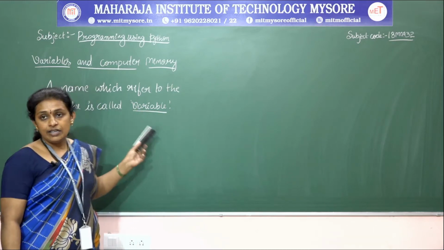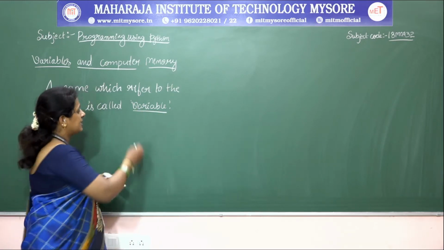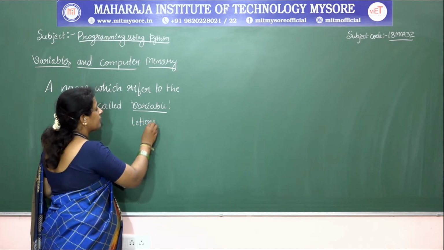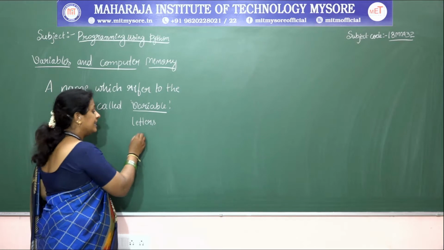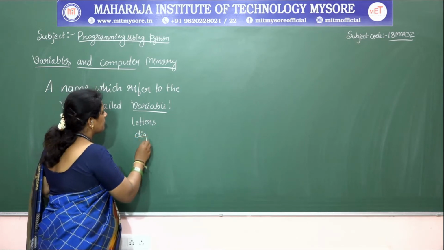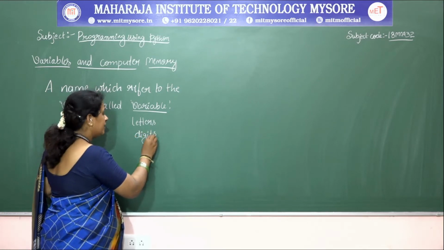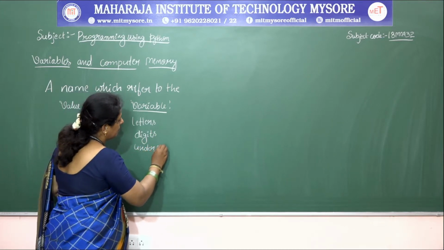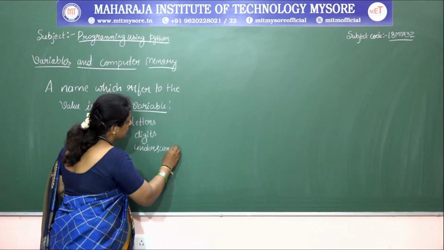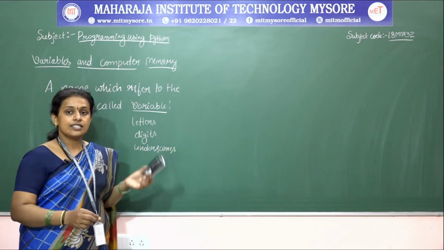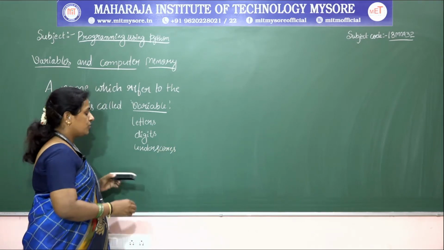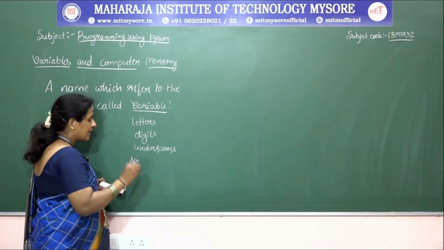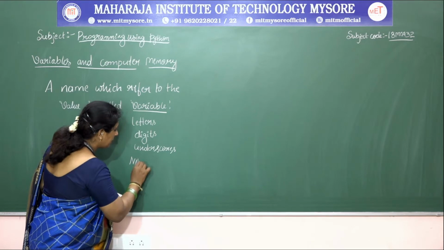So variable names can start with letters, and they can contain digits, and they can contain the underscore symbol. Okay, but a variable name should not start with a number.